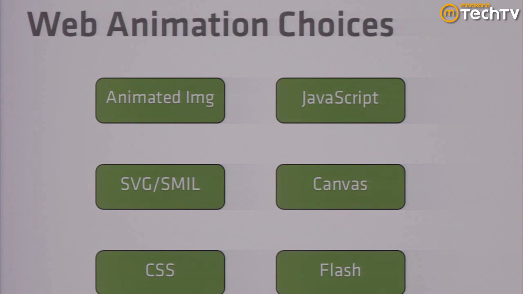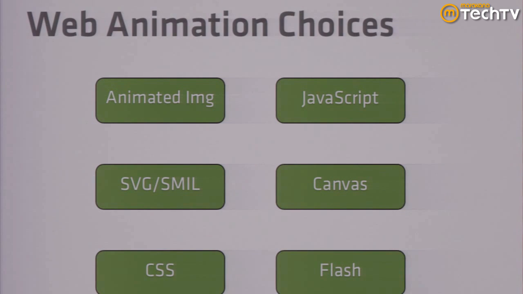Before I go to this, when you're looking at web animation choices, you're basically looking at 6 choices, right? You're looking at animated images, animated GIF, or if you have a Firefox-only audience, animated PNGs. You're looking at JavaScript animation. You're looking at Canvas, which is available in HTML5 capable browsers. You're looking at SVG and Smil. You're looking at CSS animations, or you're looking at Flash.